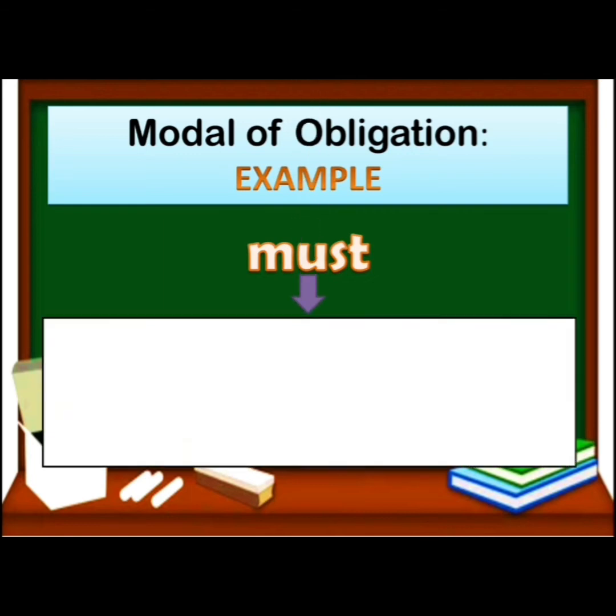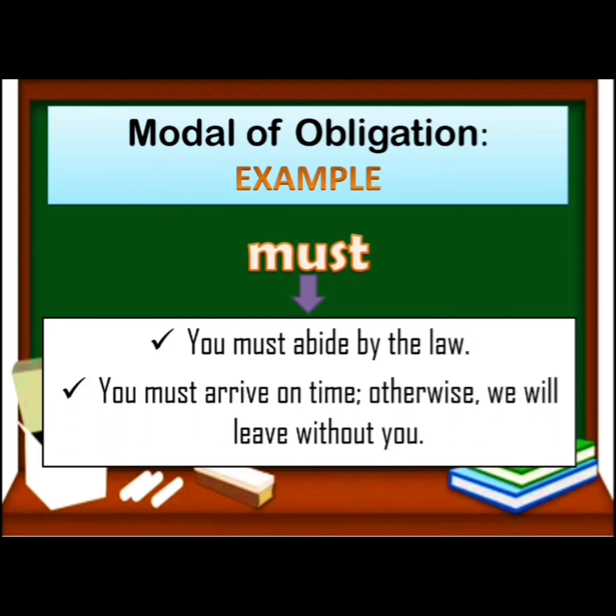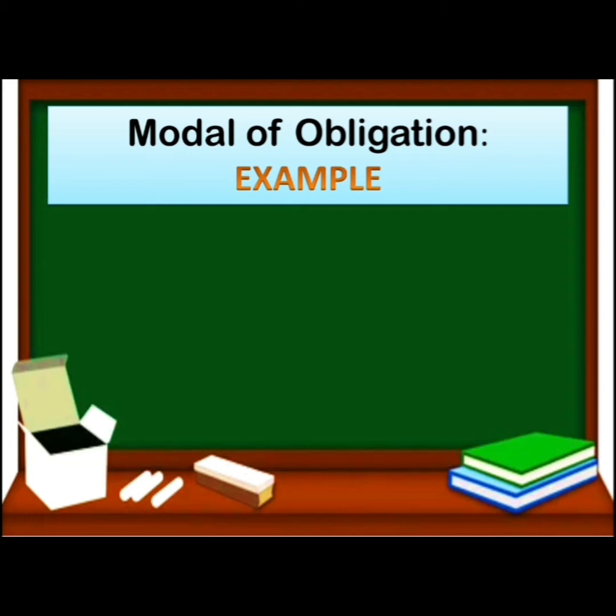First example, you must abide by the law. When we say law, it is something that we are required to follow. Second example, you must arrive on time, otherwise we will leave without you. The speaker is setting some rules in this statement. Therefore, the receiver of this message must follow his rules.